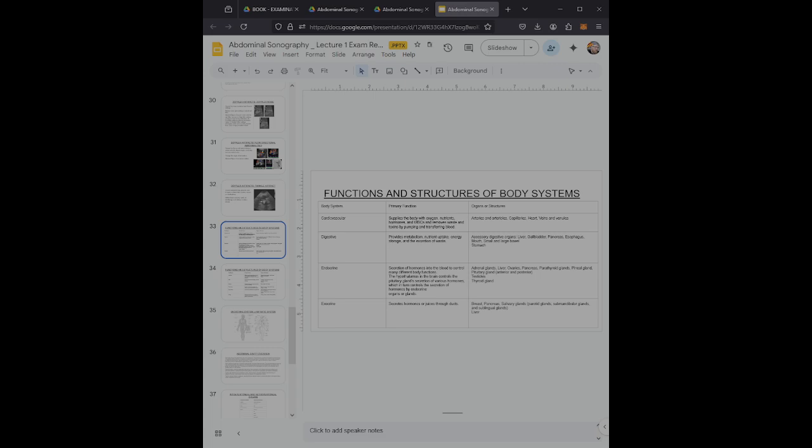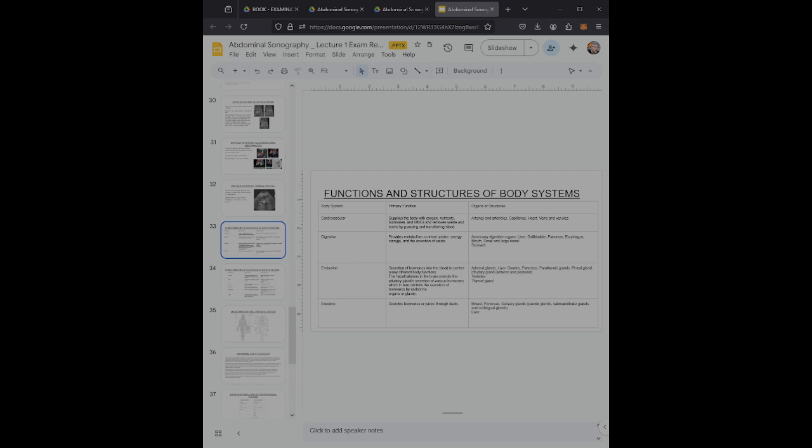So I have here some functions and structures of various body systems. The cardiovascular system supplies the body with oxygen, nutrients, hormones, and white blood cells to remove waste and toxins by pumping and transferring blood. It has certain organs and structures such as arteries, arterioles, capillaries, the heart, veins and venules.